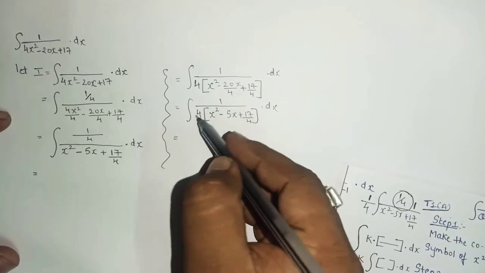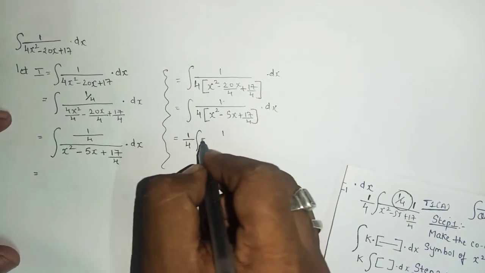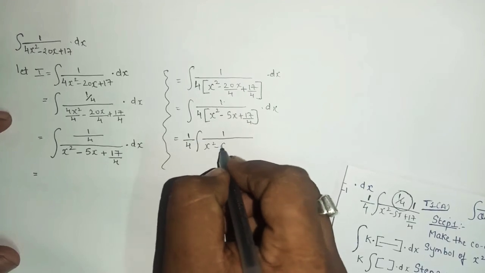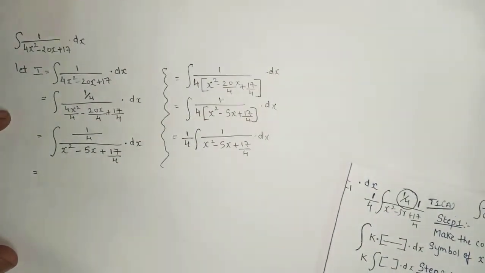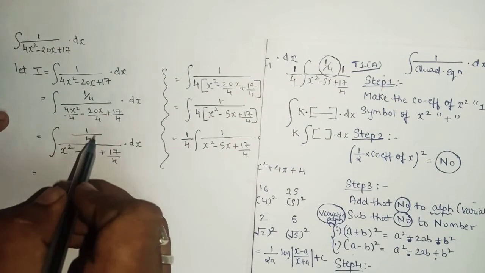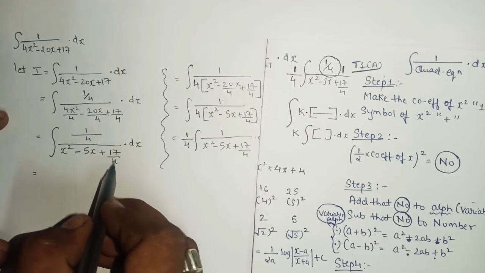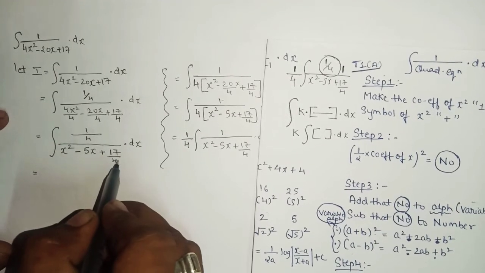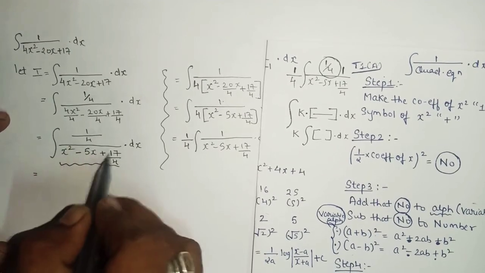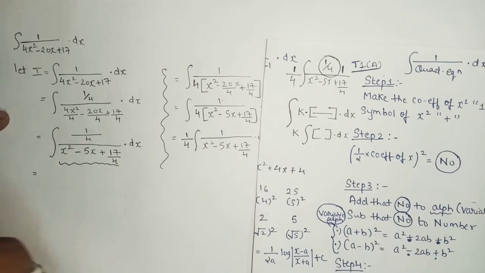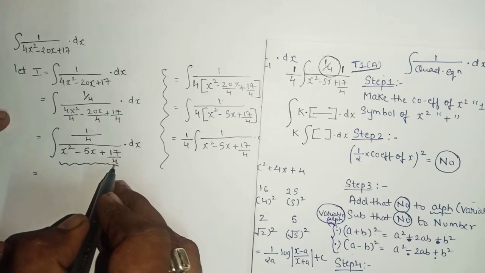Here clearly we can see that this 1 upon 4 is a constant. We can bring this 1 upon 4 outside the integral. Here we are left with 1 upon x square minus 5x plus 17 upon 4 into dx. So what is the rule? A simple concept: whenever you have any constant inside the integral, this is also a constant, 17 upon 4, but this 17 upon 4 is attached to this algebraic expression. So we cannot bring this 17 upon 4 common, as it is attached to this full section, not individually here, yes or no?